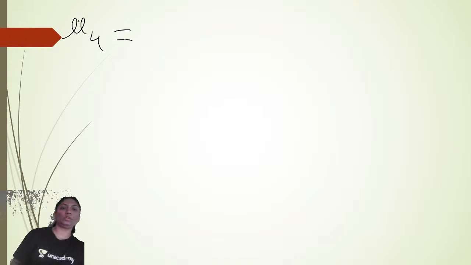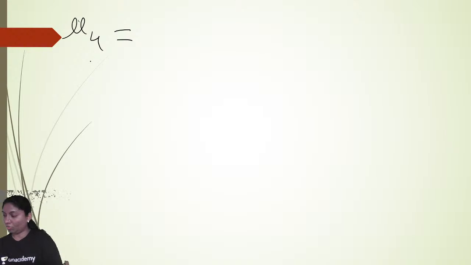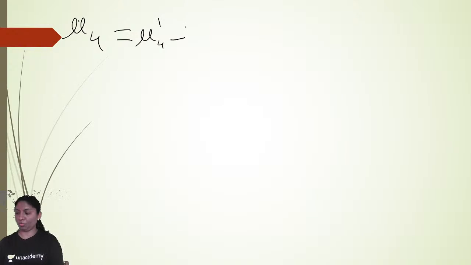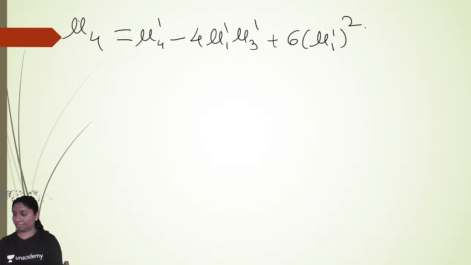Value of mu4 is equal to, I am writing the formula over here: mu4 dash minus 4 mu1 dash mu3 dash plus 6 into mu1 dash square into mu2 dash minus 3 into mu1 dash raised to 4.